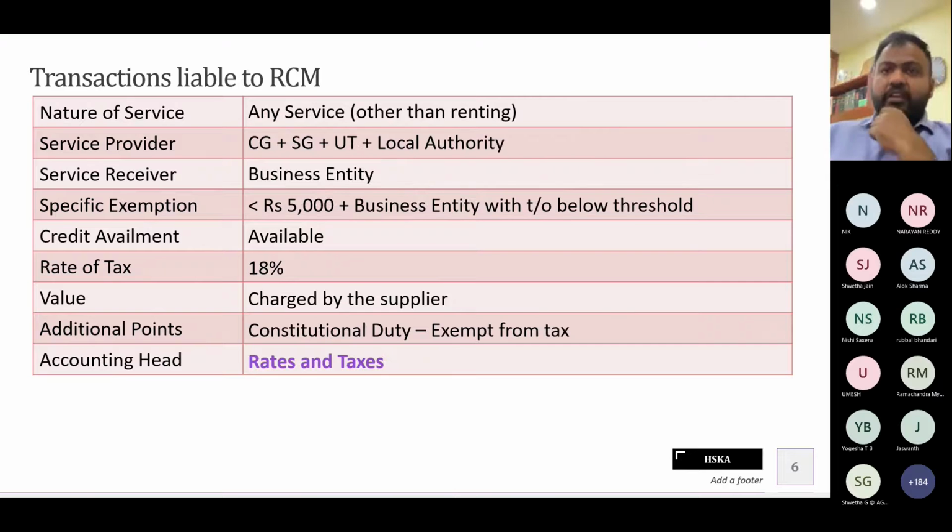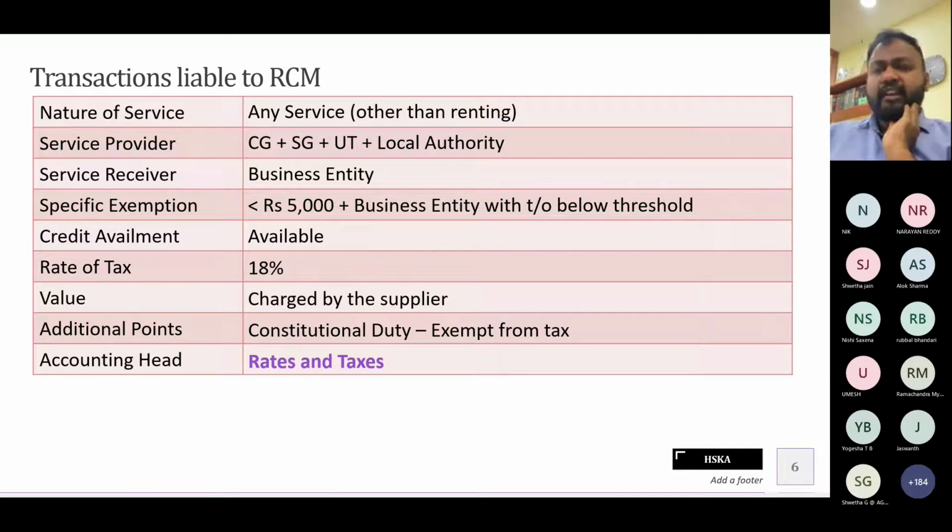Next, the fourth category. Okay, very interesting. Any service other than renting provided by whom? A central government, state government, union territory, or a local authority. So if the provider is a central government, state government, union territory, or local authority, and you are availing those services other than renting, because for renting there is a separate slide, you being a business entity, don't be happy that government does not charge GST. They have not charged because you are required to pay tax under reverse charge mechanism.